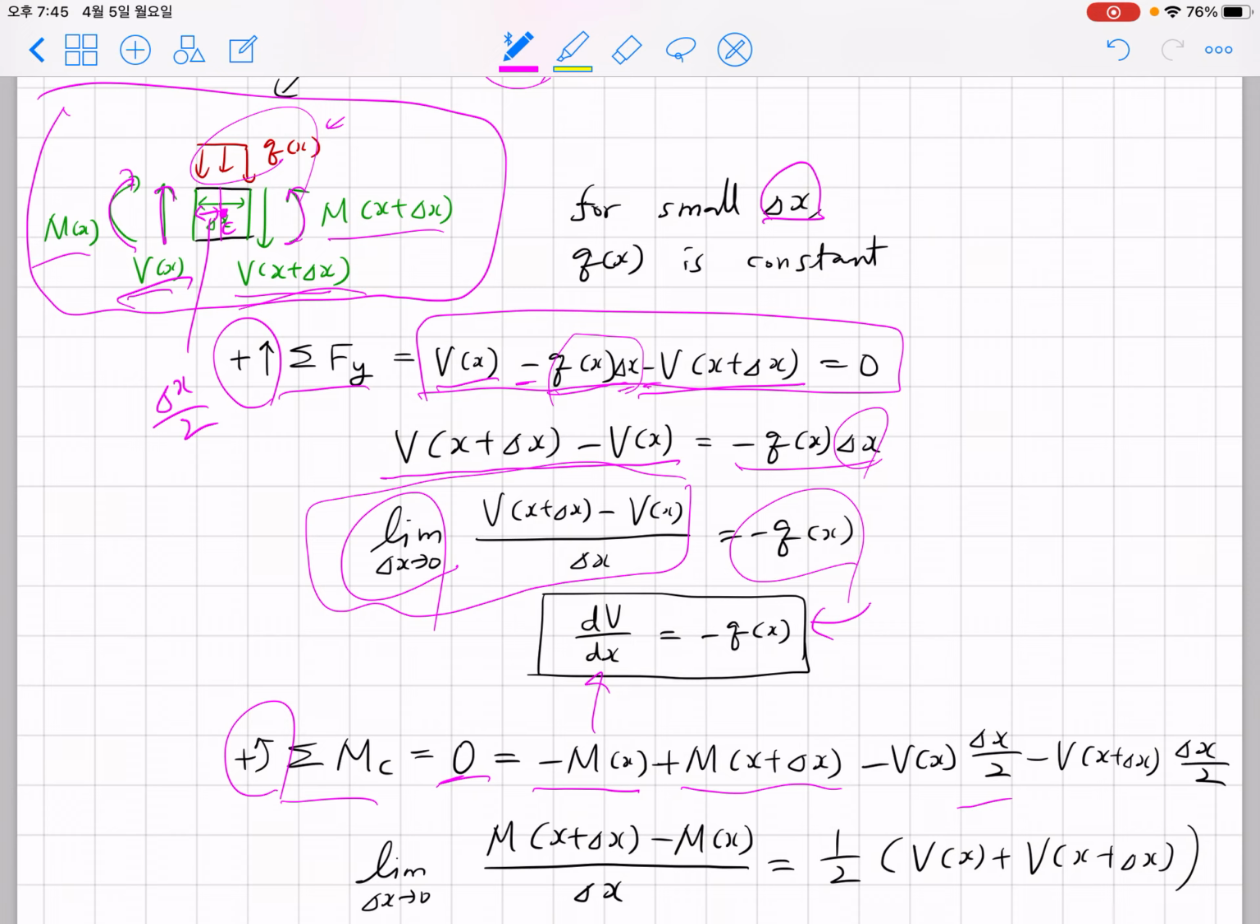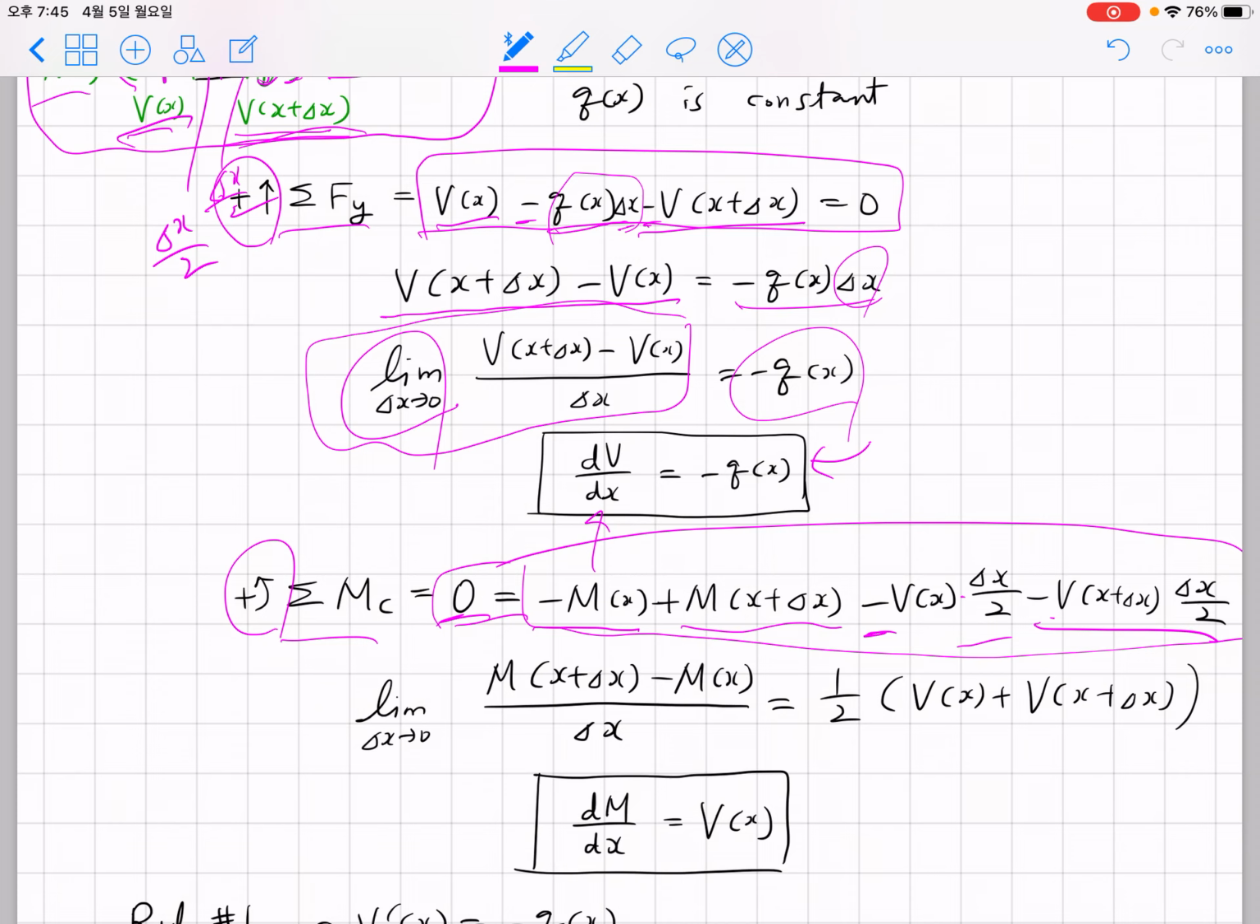So delta x over 2 multiplied by vx, which is clockwise torque, must have a negative sign. You have negative vx delta x over 2, and you have another clockwise torque, vx plus delta x multiplied by the distance delta x over 2. So you have this additional term. If you sum up these four terms, they must sum to 0.